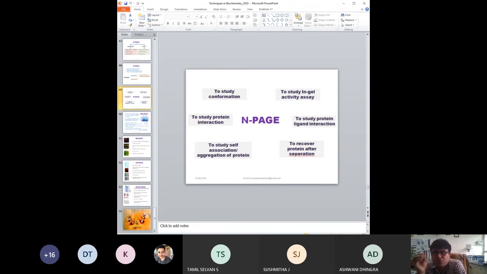It is also used to study protein-protein interaction. And this technique is also used for self-association or aggregation characterization of any protein. Easily you can run it on the native PAGE gel and analyze whether the protein can self-aggregate or what type of aggregation of protein takes place. So that you can easily derive by running it on native PAGE.